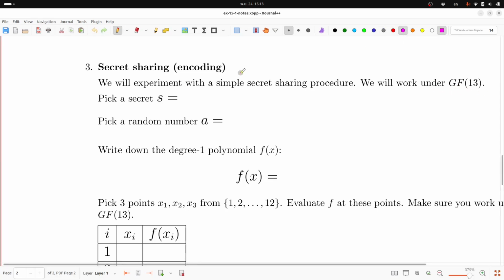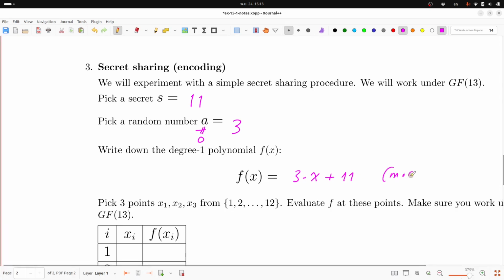So pick a secret. Suppose I pick 11, and then I pick a random number 3. It shouldn't be equal to 0, right? If you pick 0, everything will be your secret, so you will directly reveal the secret. Okay. So after that, your straight line. A straight line is basically a degree 1 polynomial. So it's going to be 3 times x plus 11 mod 13.